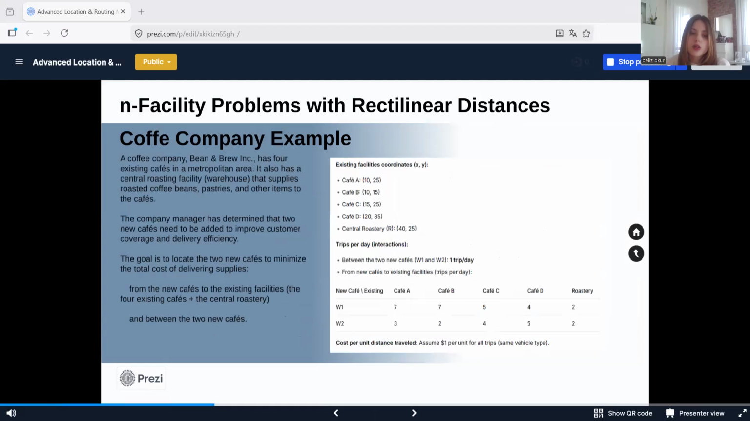Let's make this easy to understand with a coffee company example. Bean and Brew has four existing cafes and one central roastery. Our goal is to find the map coordinates for W1 and W2 so the company spends the least amount of money delivering coffee beans. We know how many trips the trucks make every day, and we are going to use rectilinear distance, which means driving on city streets.